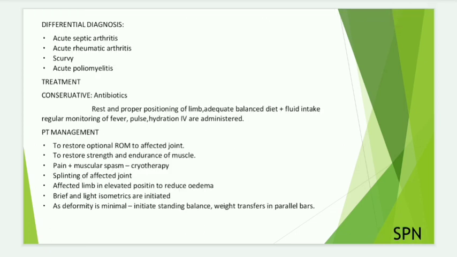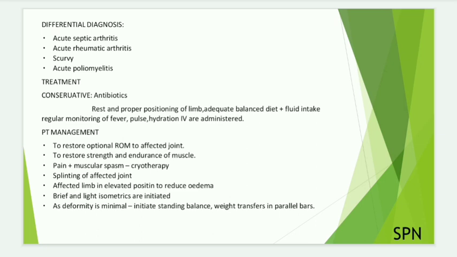Next, the differential diagnosis, because based on this you can diagnose other conditions, like acute septic arthritis, acute rheumatic arthritis, scurvy, and acute poliomyelitis. The treatment is conservative: antibiotics, rest and proper positioning of the limb, an adequate balanced diet, fluid intake, and regular monitoring of fever, pulse, and hydration, with intravenous fluids administered.